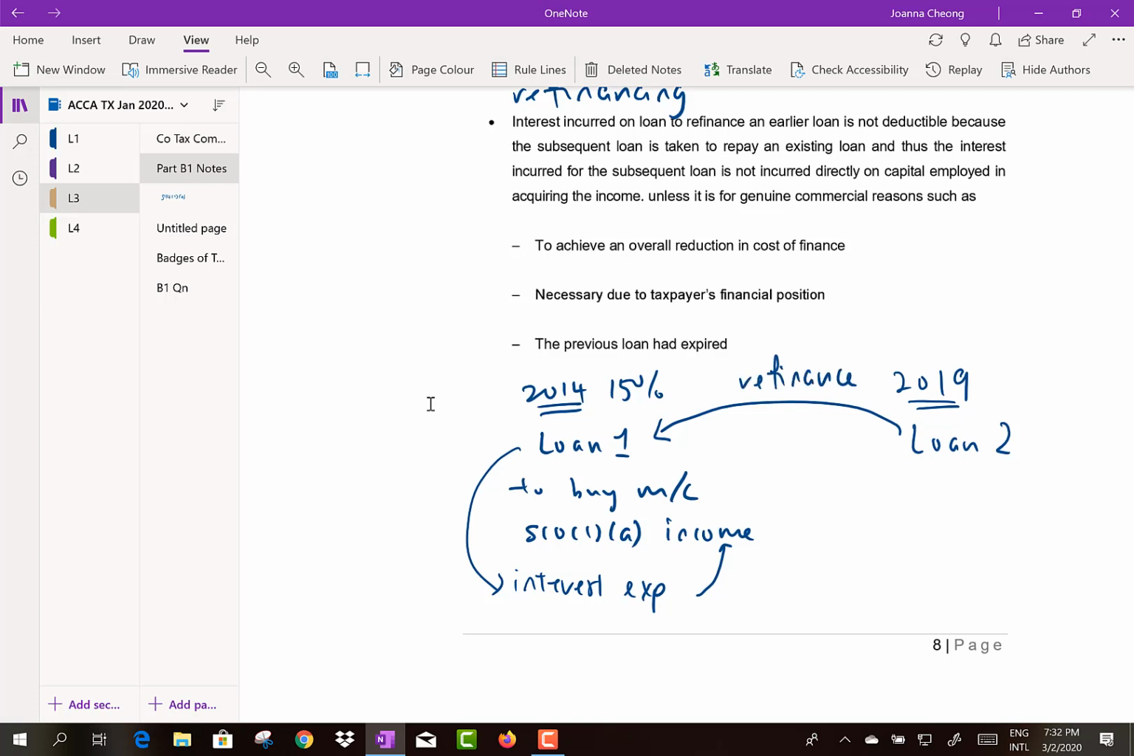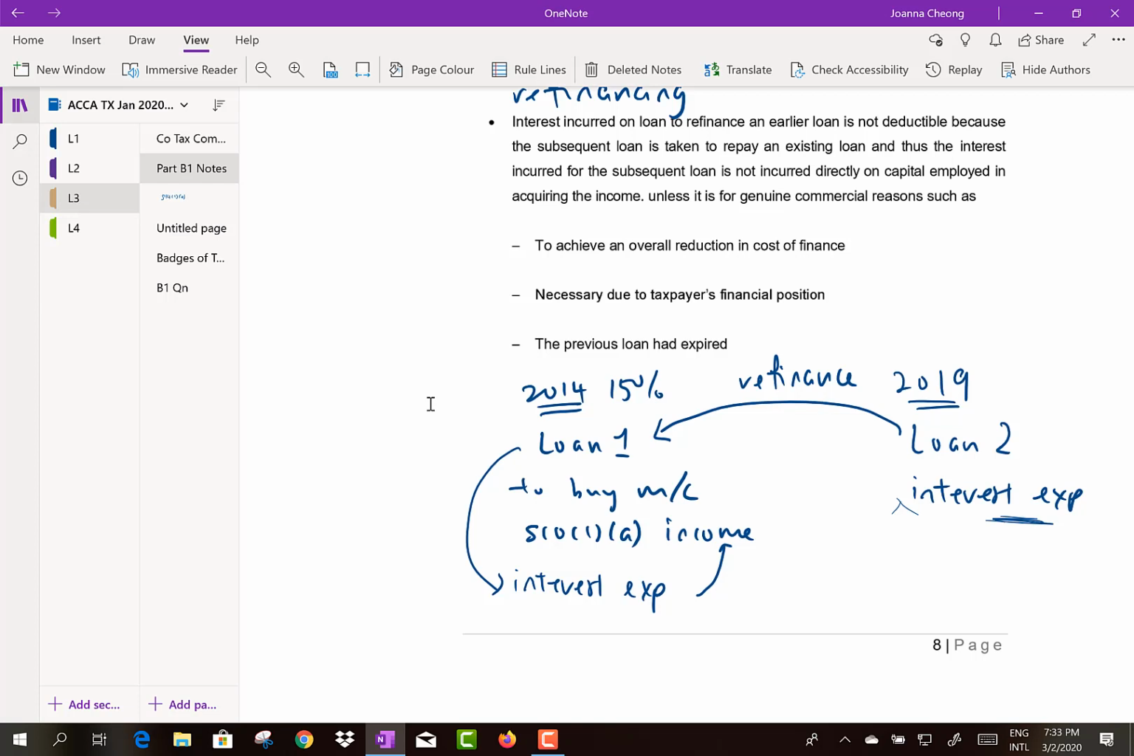Okay. Now there will be interest expense from loan number 2. But technically speaking, this interest expense is not directly linked to generating 10(1) income. By right, IRAS will not allow you to claim deduction on this interest expense. However, if you are able to prove to IRAS that you have commercial reason why you want to refinance this loan number 1, then you can claim a deduction on the interest expense against your trade income.